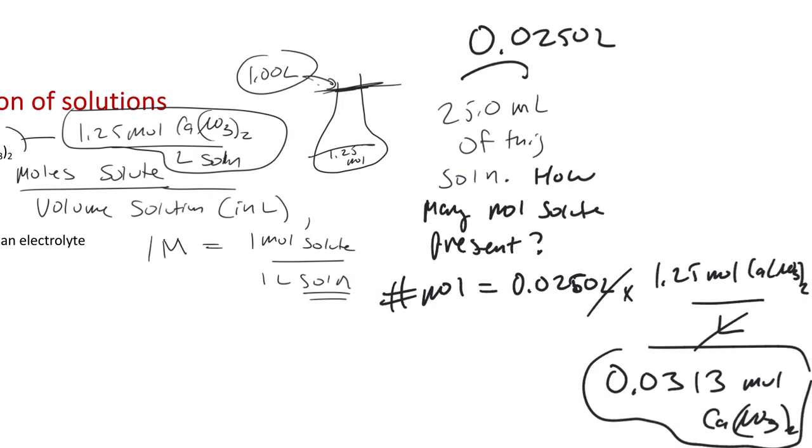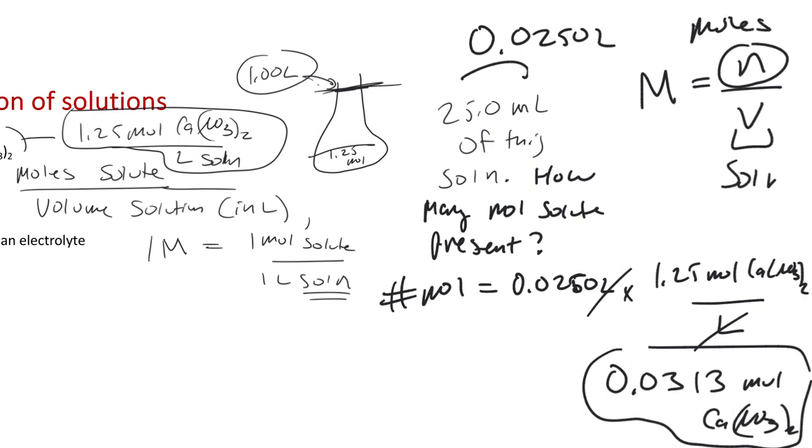So in other words, all you have to do is take a volume times the molarity. The volume in liters times the molarity, moles per liter, gives you moles. Sometimes we might write it like this: molarity, capital M, is moles over volume. N is usually the symbol for moles, and V here is the volume of the solution. So molarity is moles over volume.